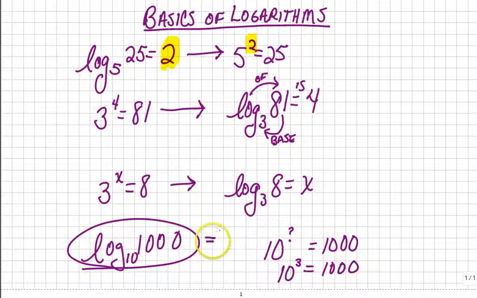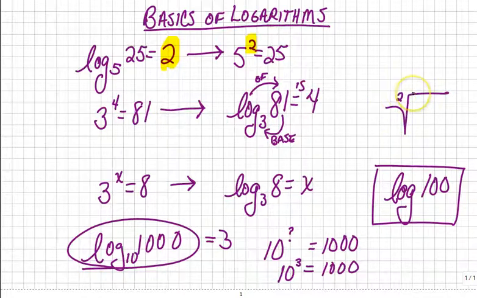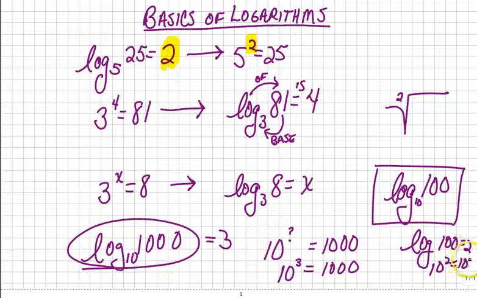So this equals 3. Now you'll see oftentimes no base. It'll just say the log of 100, for example. If you see that, the base is understood. It's kind of like a square root. The square root, you know there's an implied little 2 there. Well, if you see a log expression and there's no base, there's an implied 10. So if you see the log of 100, you just automatically know the base is 10, and that answer would be 2, because 10 to the second equals 100.